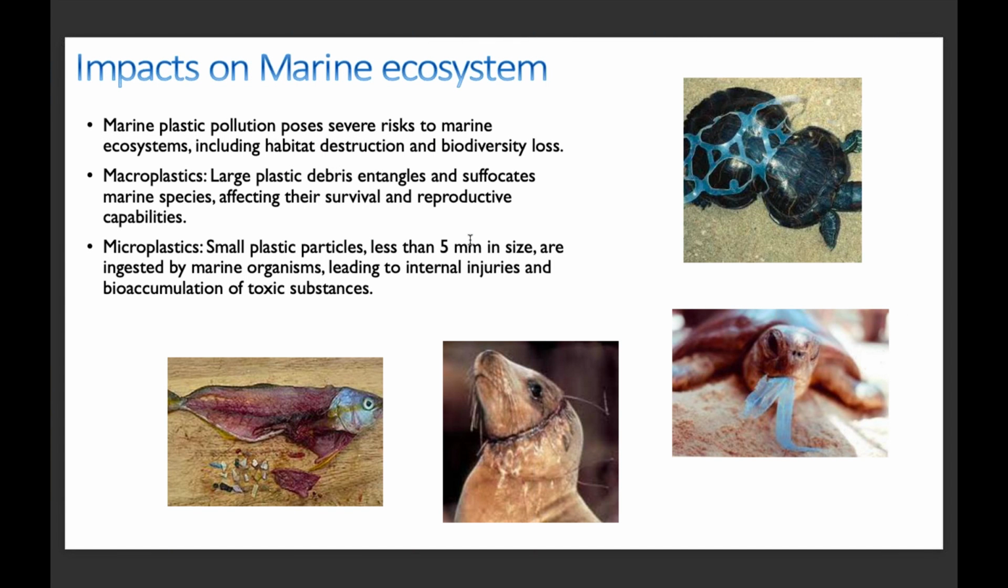Okay, so the impacts on the marine ecosystem are huge, not just from the macroplastics, because macroplastics are the ones which are larger in size. More than 5 millimeters in size is defined as macroplastics. So they are quite big. Obviously, these marine mammals get entangled in them and suffocate, which creates a problem for their survival as well as for their reproductive capabilities.